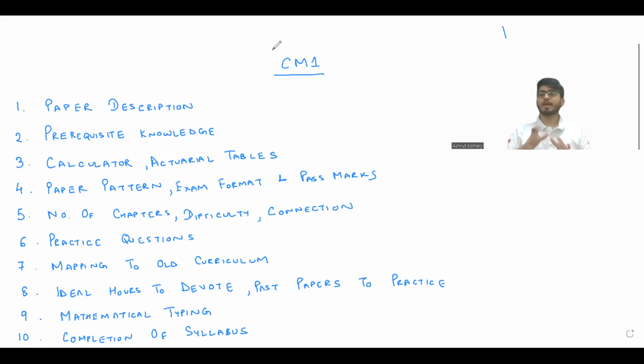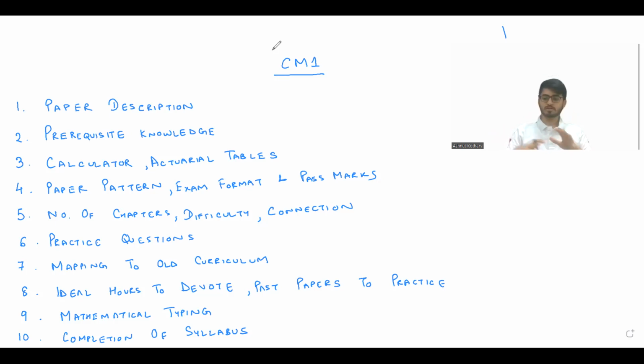So CM1 primarily deals with life insurance, and there is one chapter which does touch upon certain parts of health insurance. As for general insurance, that is covered in a separate paper. A part of it, just the statistical part, is covered in CS1, the major chunk of it is, let's say, covered in paper CS2, and a small part is covered in paper CM2. So this is about the paper description.